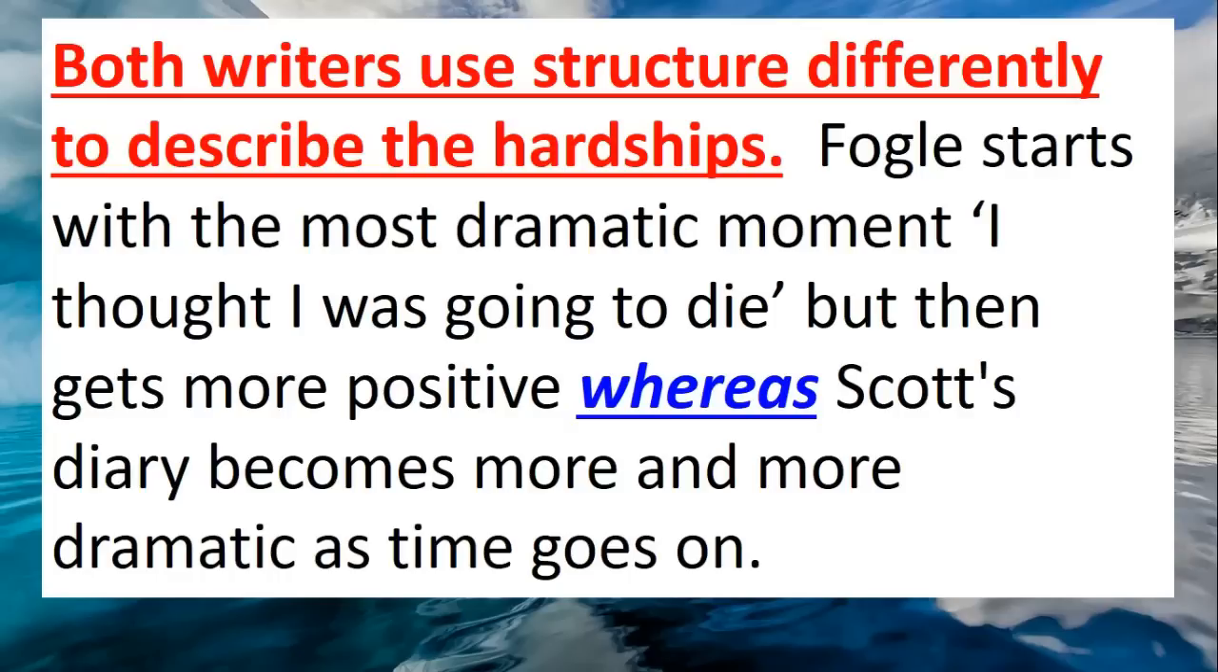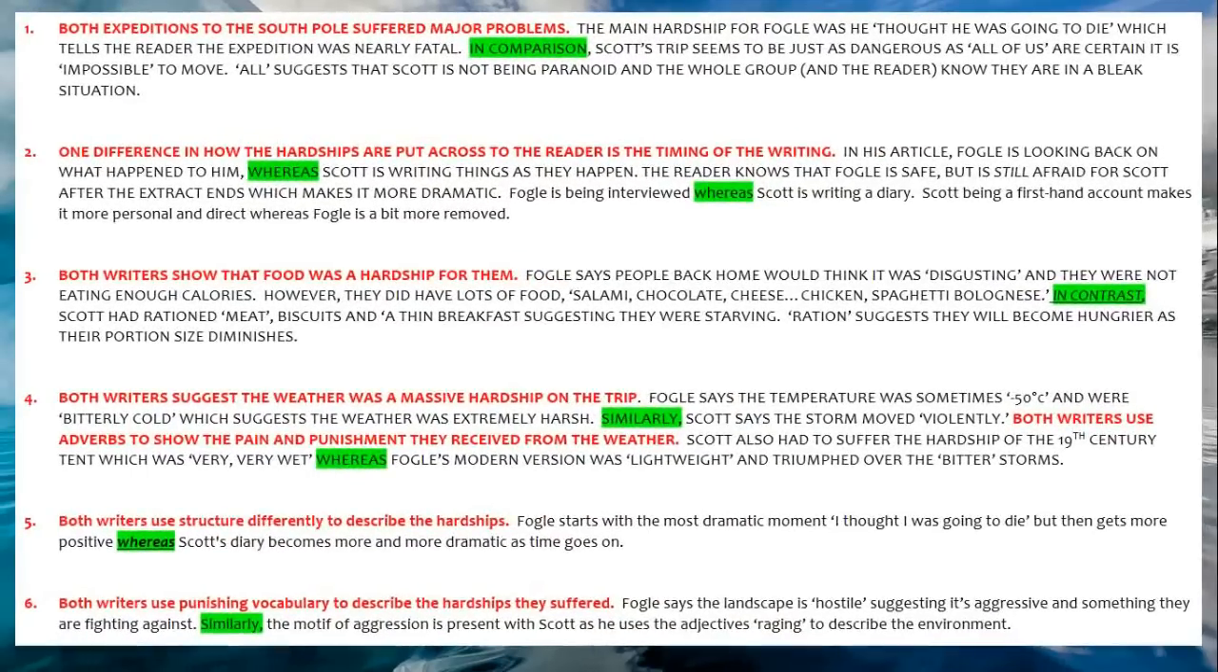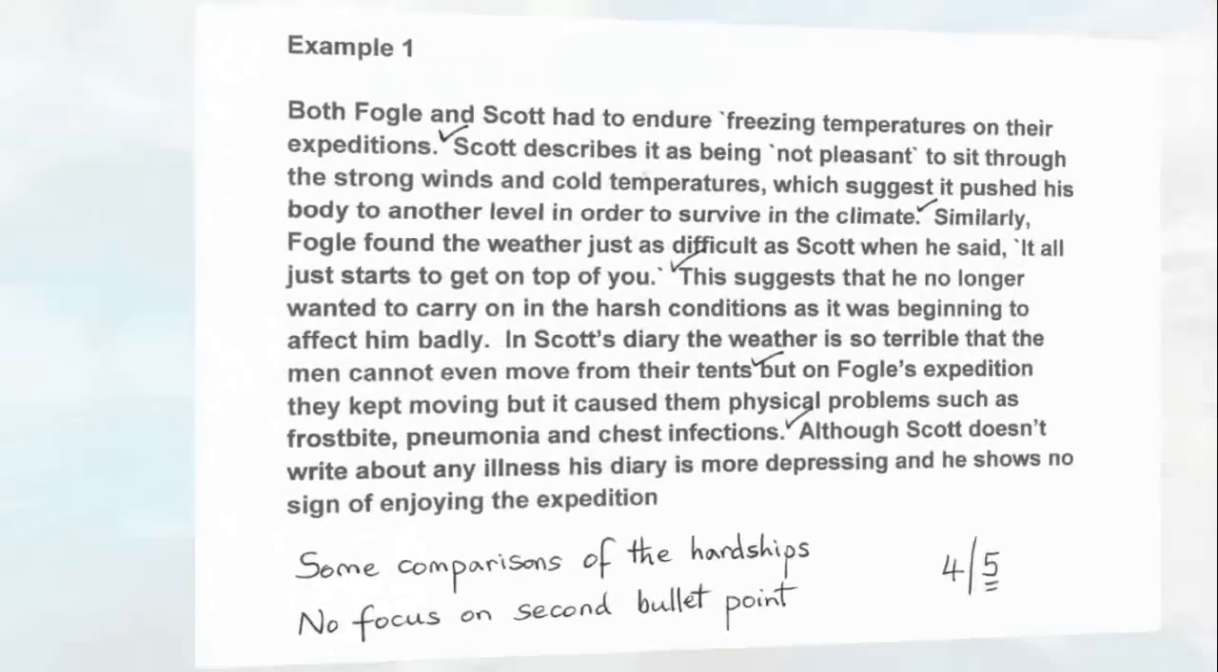So with Fogle, we start with a dramatic moment to get the reader's attention and go down all the way through, whereas with Scott, the tension builds and gets the reader more and more into it as we go on. So they almost do it in an opposite way. Okay, so there you are, they're all together. And there probably could have been 10 or 11 things that I could have written about, but I've just picked my 6 that I like.